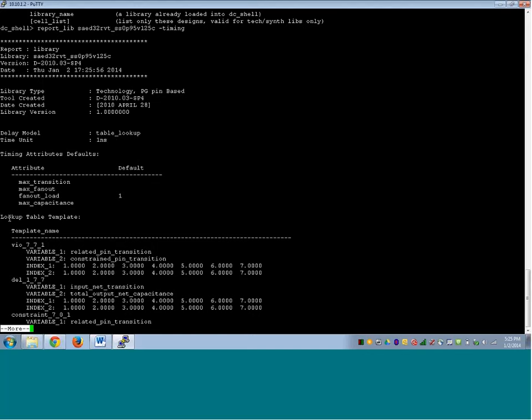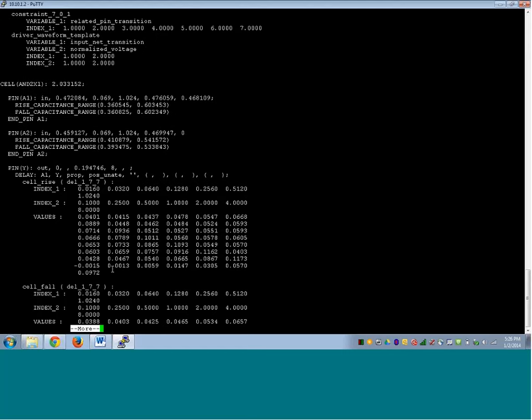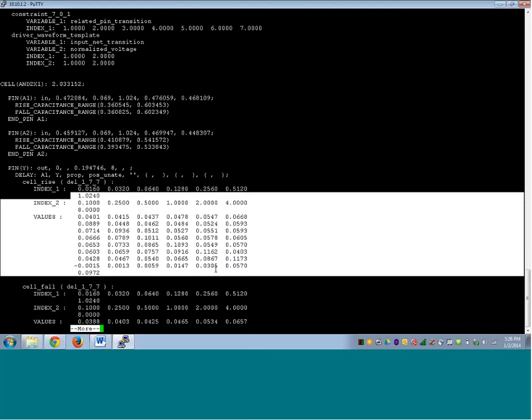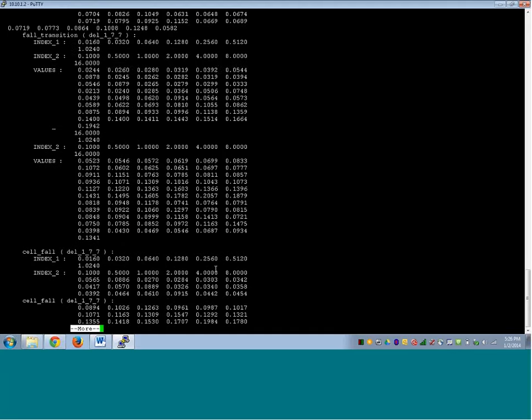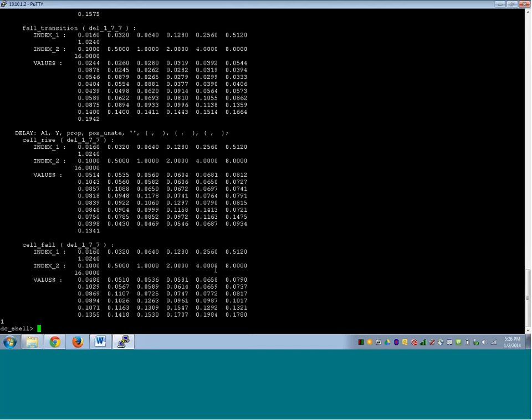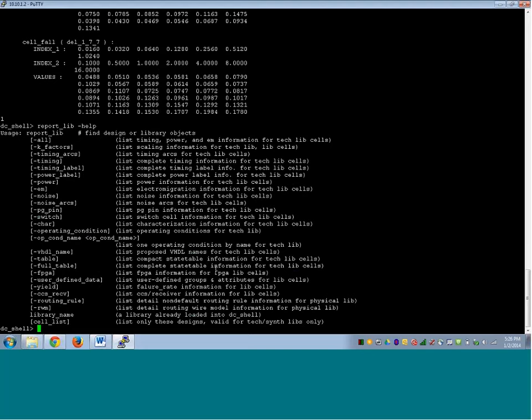So here it started dumping out the lookup tables, the index and the value. This is just a different sort of view for the library. It's just dumping out the data from the dot lib lookup table. So report lib and list lib are very useful commands to know more about libraries instead of going and opening them in a text editor. These reporting commands are much more useful.